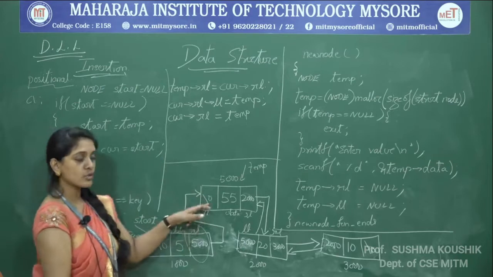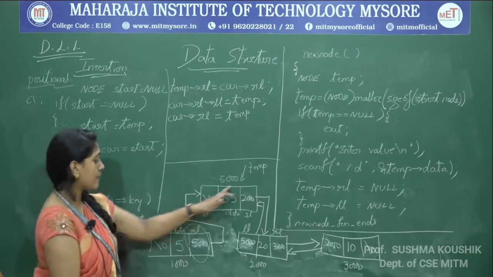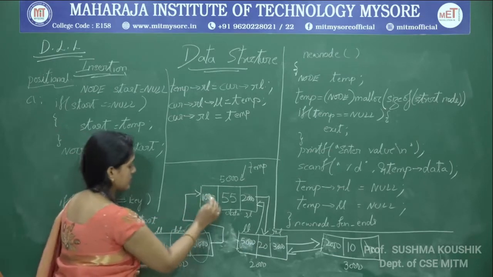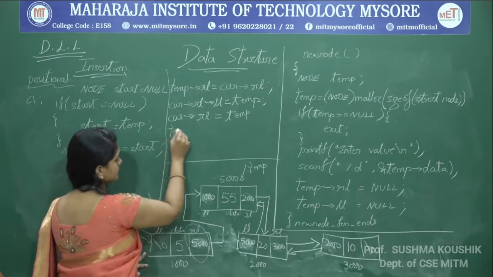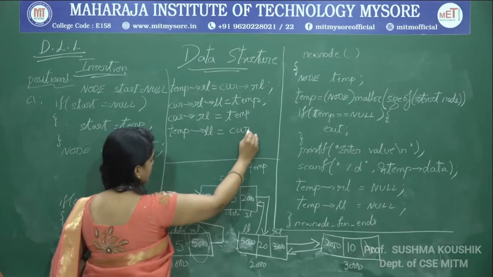Done. This link also I have to overwrite. This should hold the previous node. So we will write temp of LL is equal to current. So here it is 1000. How do I write it? Temp of LL is equal to current.